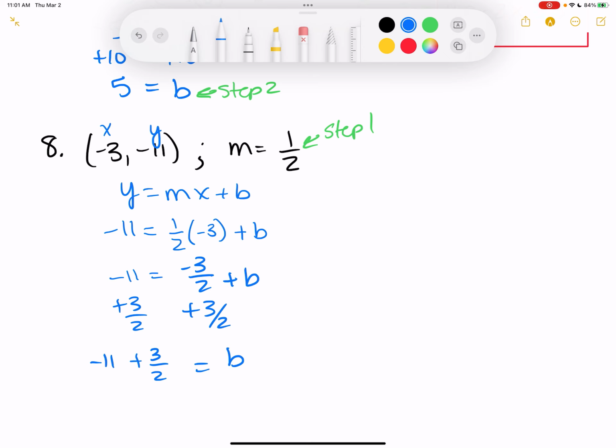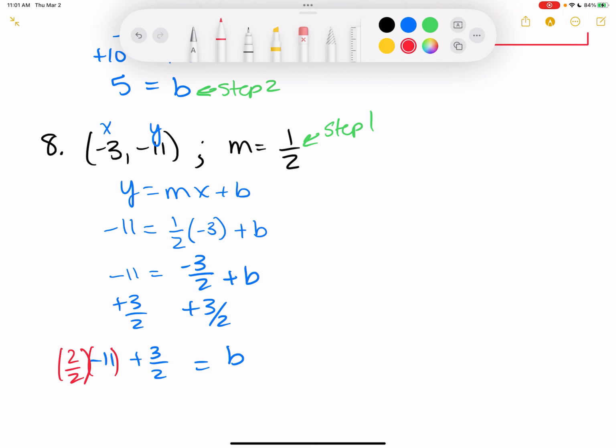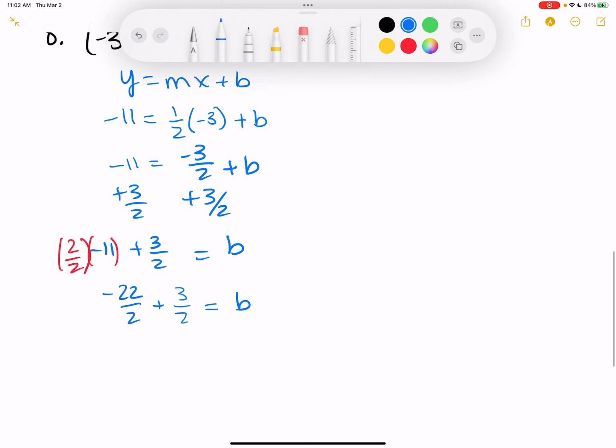Yeah, a denominator or a common denominator. So I need to multiply this one by 2 over 2. So this is negative 11 times 2 over 2. So this is going to be negative 11 times 2 on the top. So that's going to be negative 22 over 2 plus 3 over 2 is equal to b. And remember, we keep the denominator when we add, so we just are changing the top. So negative 22 plus 3 is going to be negative 19 over 2 is going to be equal to b.